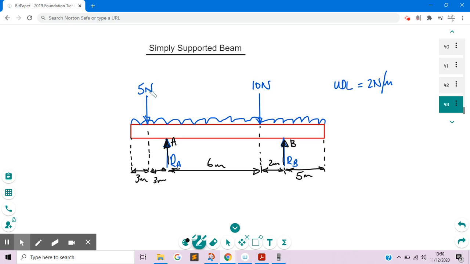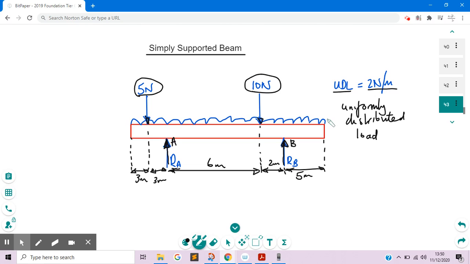And we've got 2 point loads on this beam. So we've got the 5 Newton and the 10 Newton. They're actually acting at these points here. And we've also got a UDL, which stands for uniformly distributed load. And it says here that it's 2 newtons for every metre of length. So we need to work out the length of this and then multiply it by that 2, and that gives the total load that the UDL is supplying.